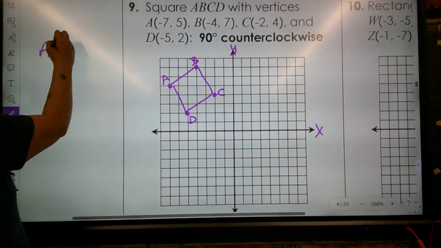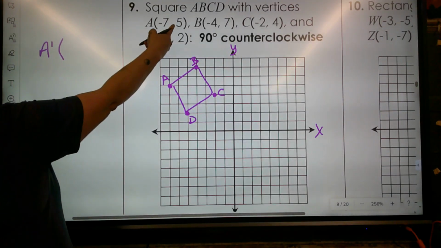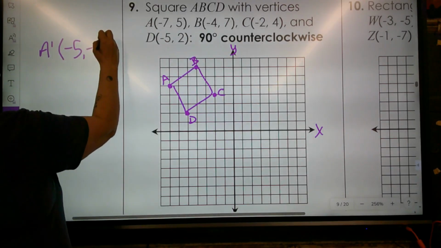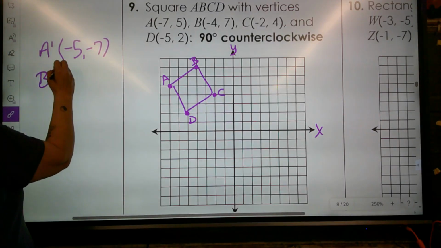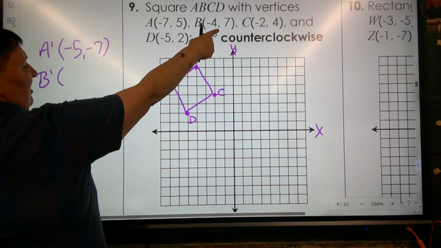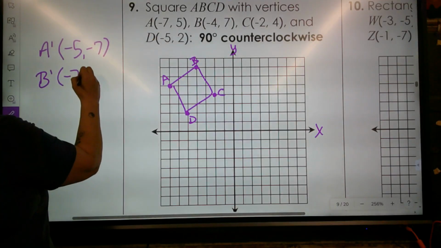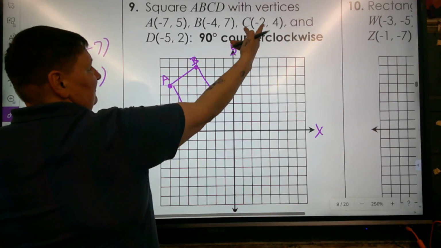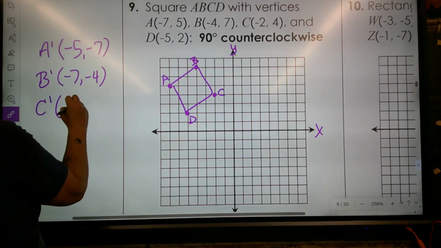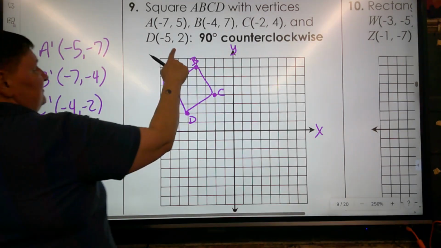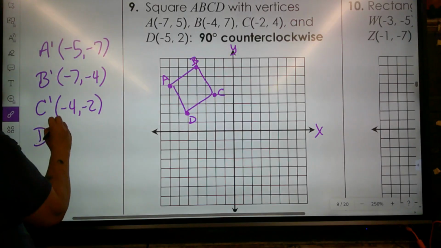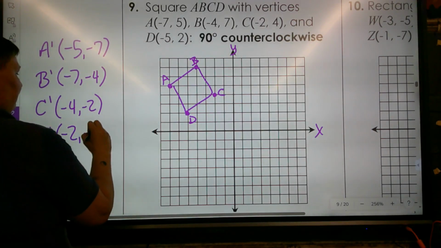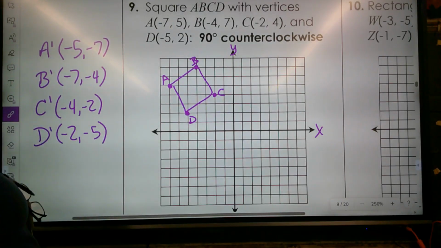So A prime, you're going to change your Y and then switch them. -5, -7. B prime, change your Y, then switch them. -7, -4. C prime, -4, -2. D prime, -2, -5. And then graph your image.